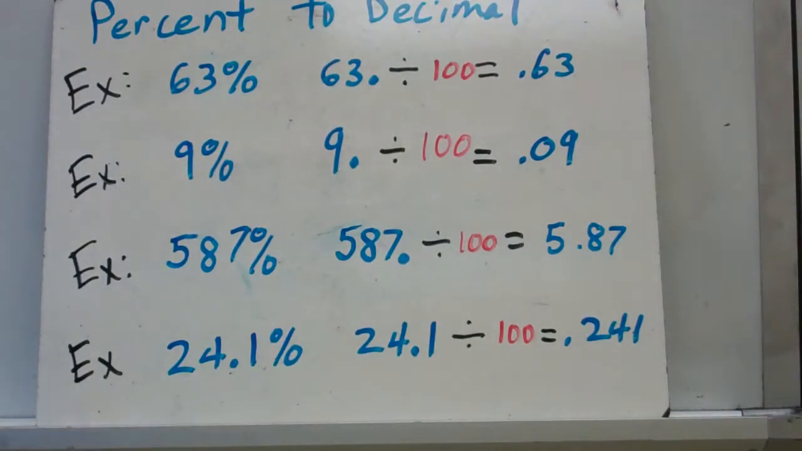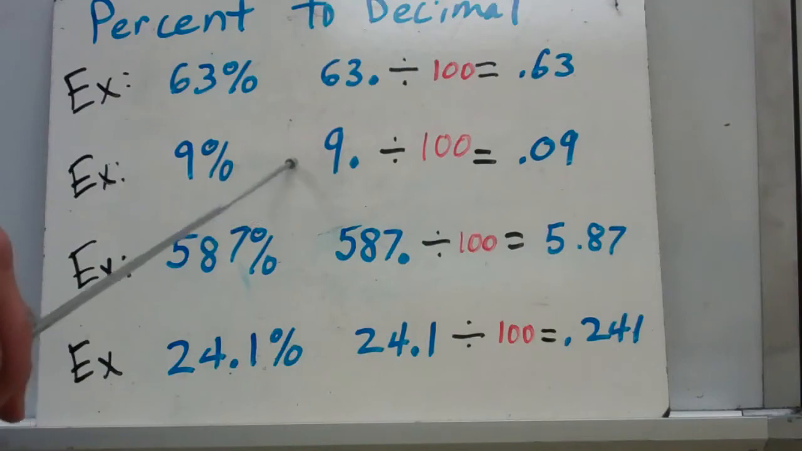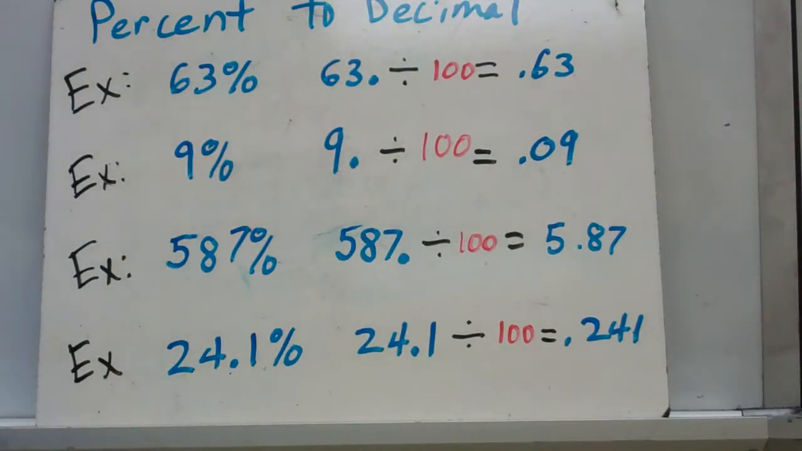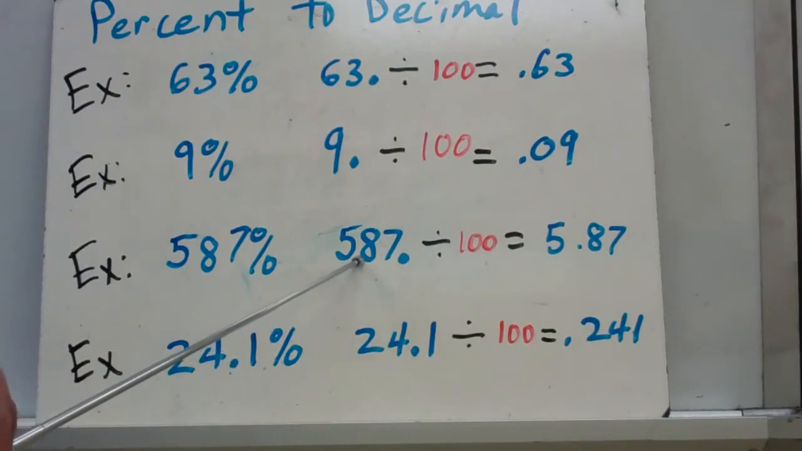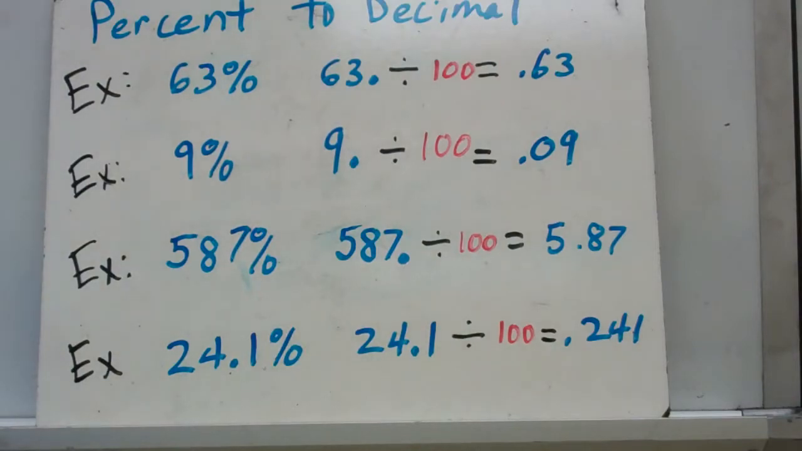So with 9%, we're going to drop our percent sign. In its place, we're going to put a decimal point. Divide by 100. We're going to move the decimal point over 2 places, 2 places for 0.09. With 587%, again, drop the percent sign, put a decimal in its place, move that decimal point 2 places. When we divide by 100, we end up with 5.87.